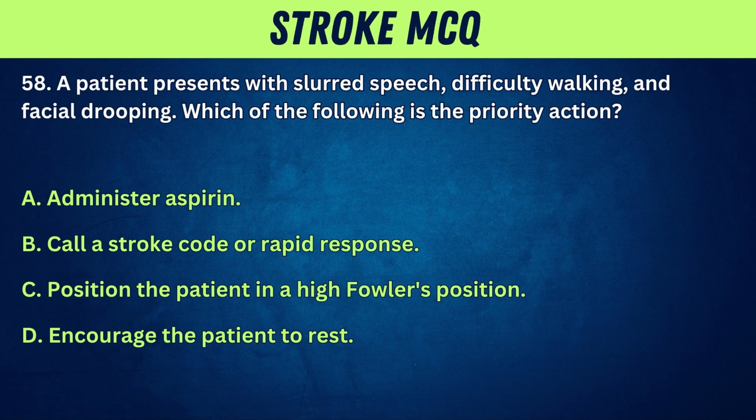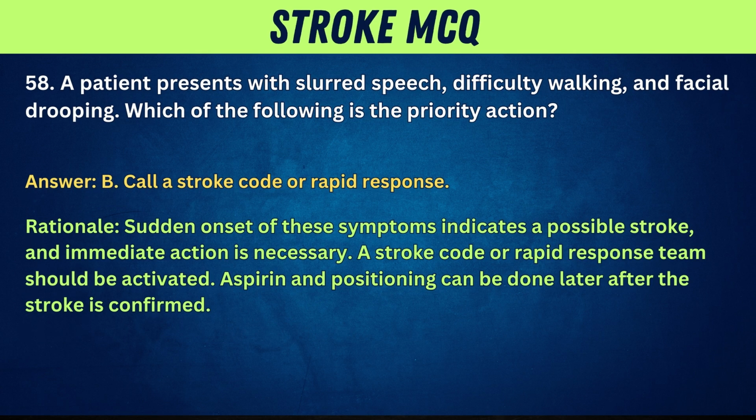58. A patient presents with slurred speech, difficulty walking, and facial drooping. Which of the following is the priority action? A. Administer aspirin. B. Call a stroke code or rapid response. C. Position the patient in a high Fowler's position. D. Encourage the patient to rest. Answer: B. Call a stroke code or rapid response.